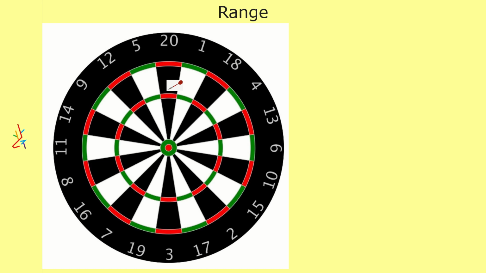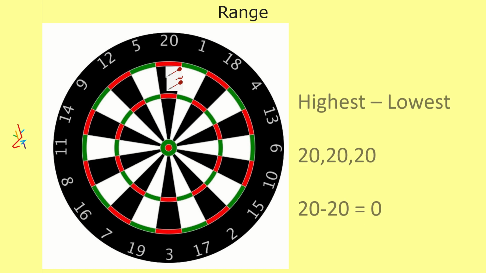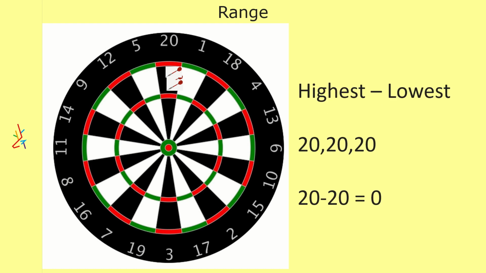Someone steps up to a dartboard, throws 20 three times. So they've got 20, 20 and 20. What's the highest number? 20. What's the lowest number? Also 20. So now you've got the highest, take away the lowest to get the range, which is 0. 0 is the lowest range you can get, which means that it's consistent.